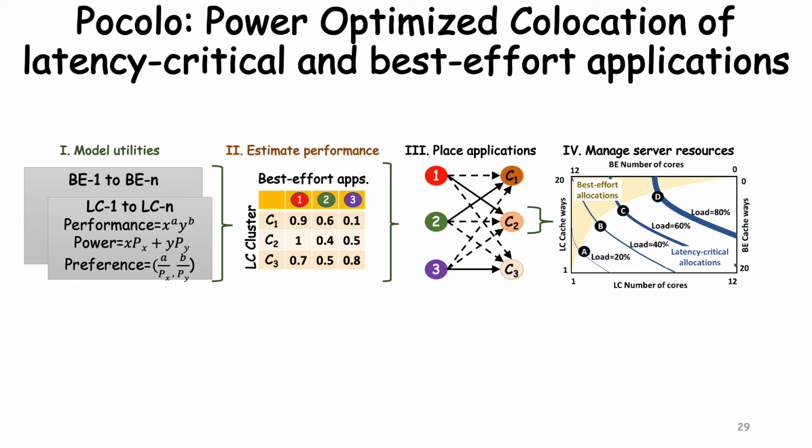The server manager measures the load and the latency slack in the tail latency for the latency critical application. Upon a significant increase or decrease in the latency slack, it changes the allocation configuration to the power efficient configuration for the current load.